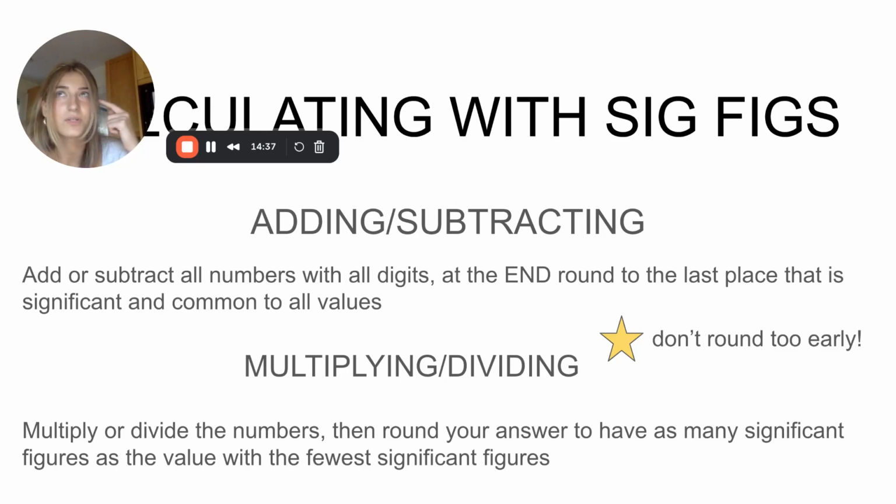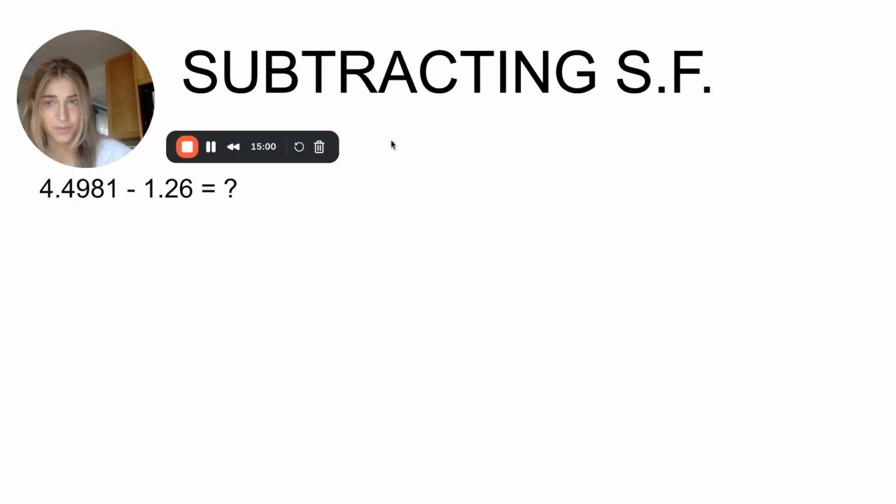That might be kind of hard to interpret, but there will be an example, but that's how you would put it into words. For multiplying and dividing, you want to multiply and divide your numbers, again, using all of the digits, not rounding early. And then you want to round your answer to have as many significant figures as the value with the fewest significant figures. Okay, I think it's easier to see it in an actual problem.